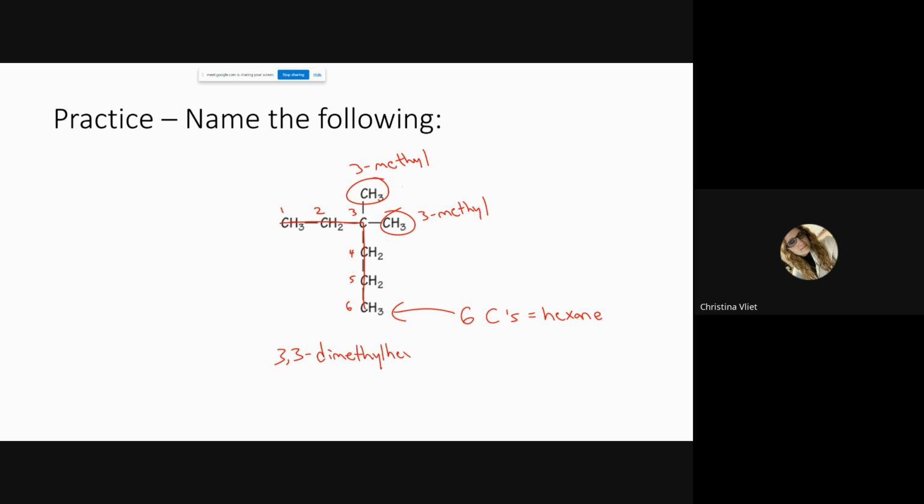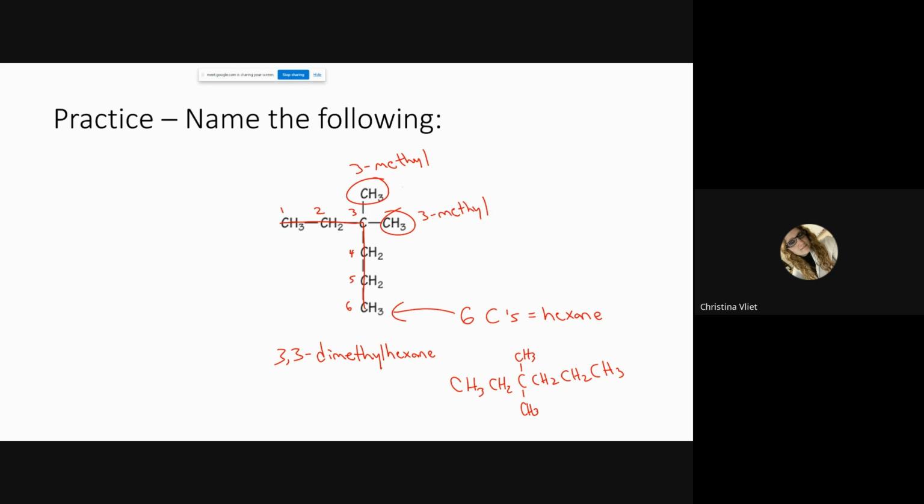Would you agree or disagree that this is the same exact molecule, or a different molecule? Same. The longest continuous chain is still 6, and you have 2 methyls both on carbon 3. These are literally the same thing, because what you have to understand is molecules are 3-dimensional. They move around.